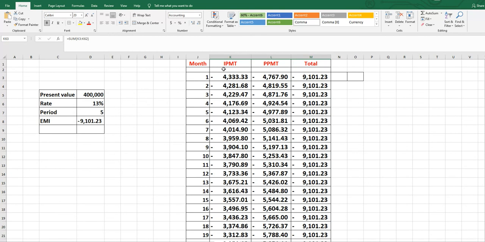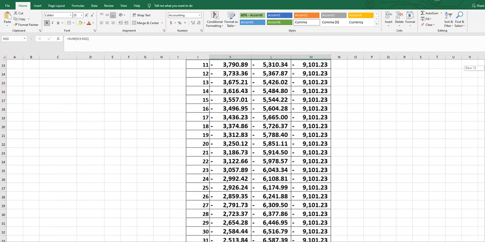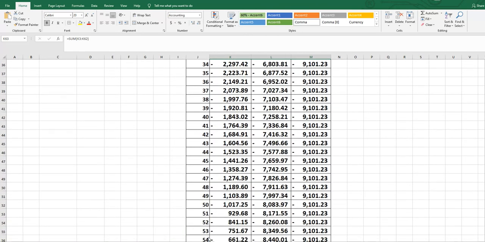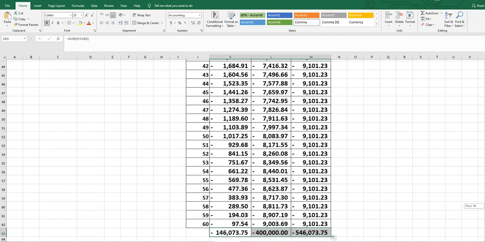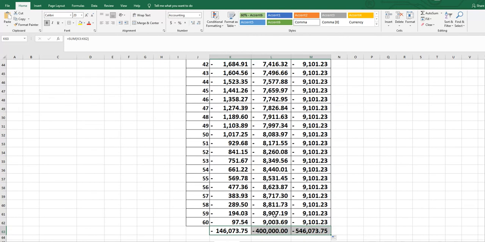So this is the function of IPMT and PPMT. You will find out how much interest you are paying, how much your principal value is going to be decreased. When you compare these two columns, you will see that as we go ahead, our interest decreases and our principal amount increases. See, here we are paying less interest, but we are paying more principal. We are reducing our original payment, which was 400K.